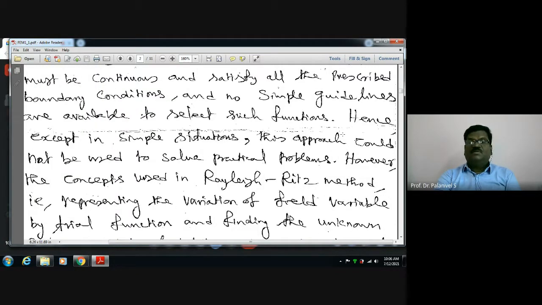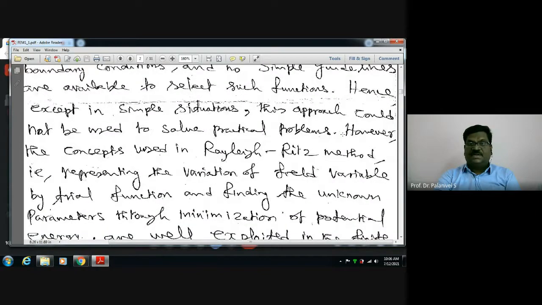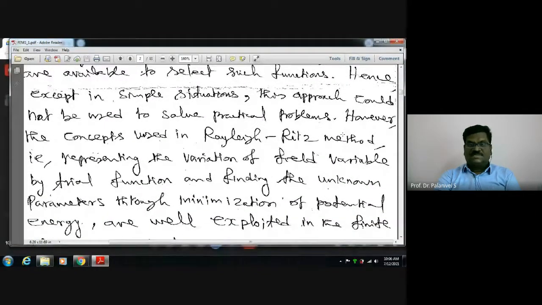However, then, sir, why do we discuss this method? If you ask me, that's what he answered. However, the concept used in the Rayleigh-Ritz method, that is representing the variation of the field variable. What is the field variable? The problem which we have discussed was a simply supported beam. The field variable is the deflection along the length of the beam. That is the displacement, that is deflection. The deflection is the field variable there.